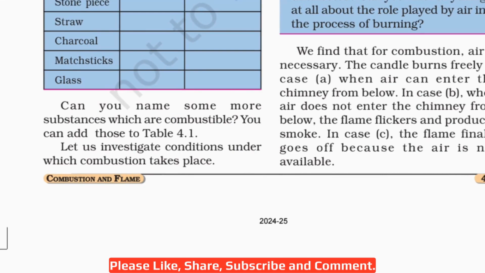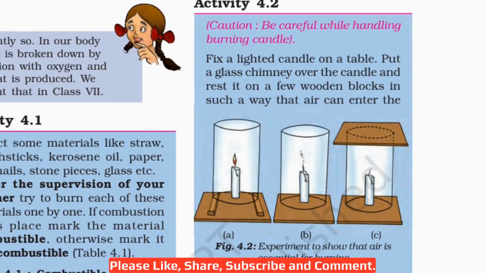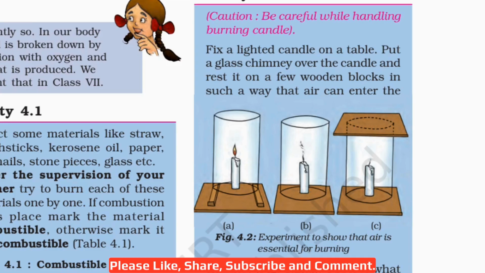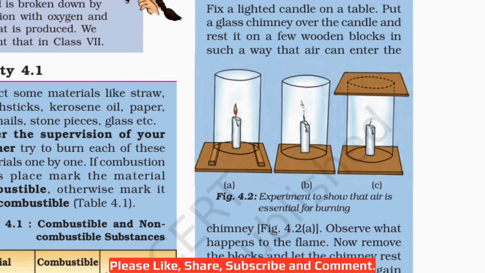Now let us investigate conditions under which combustion takes place. Now you will be better able to understand how oxygen is a supporter of combustion and how combustion takes place. So see this activity. Now these are three candles. They are saying fix a lighted candle on the table, put a glass chimney over the candle and rest it on a few wooden blocks in such a way that air can enter the chimney. Okay, air can enter the chimney in 4.2a. You can see here air can enter because wooden blocks are kept under it. Observe what happens to the flame. Now they are saying now remove the blocks and let the chimney rest on the table.